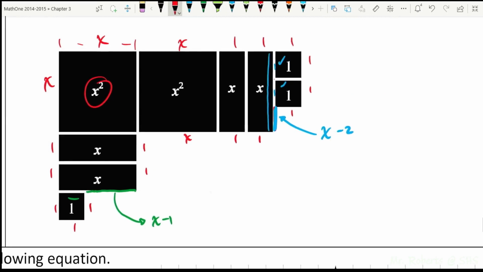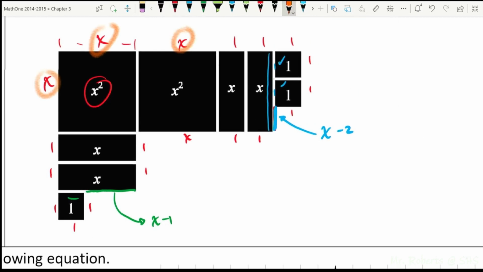So if I look at this, there's quite a few like terms. I'll just circle these in orange. I've got 1, 2, 3, 4, 5, 6. I've got 6 x tiles. So part of my perimeter is 6 x lengths, the lengths of x.